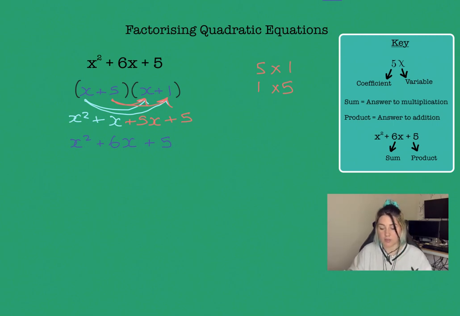So our answer, because it matches our original equation, we now know that those brackets are correct. If our answer hadn't matched it, we know that those numbers inside the brackets are incorrect, and we need to either try swapping them round or try new numbers. And that's the basics of factorising quadratic equations.